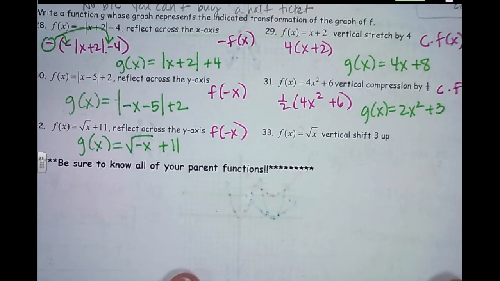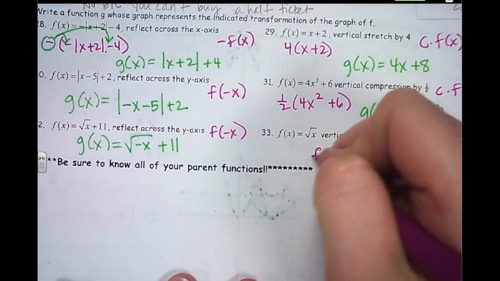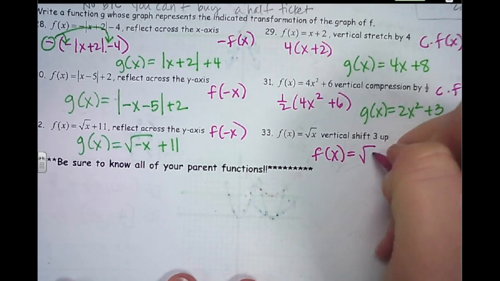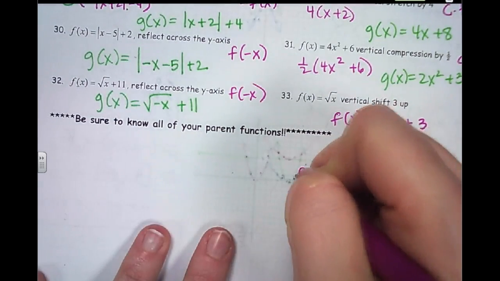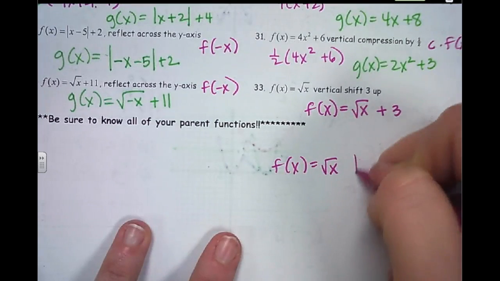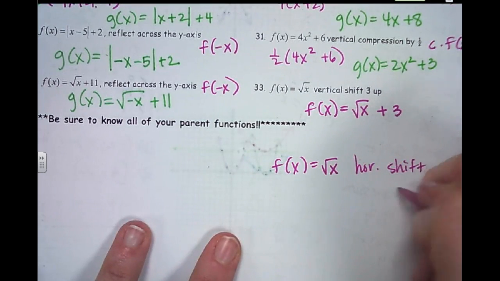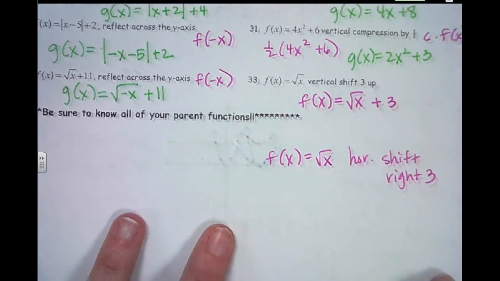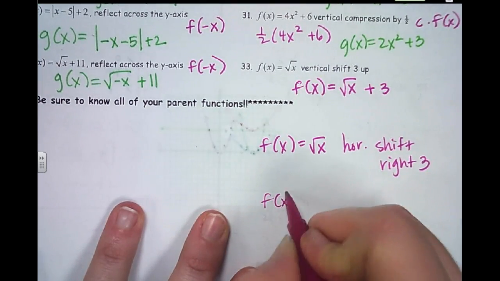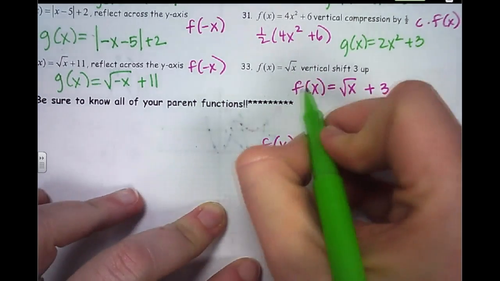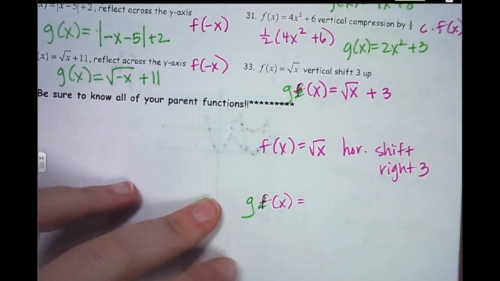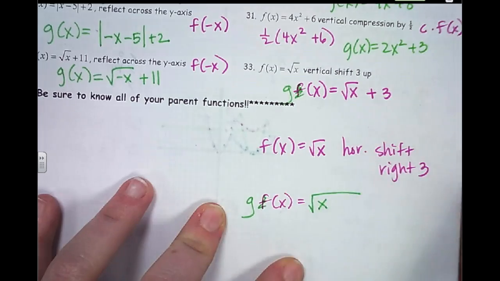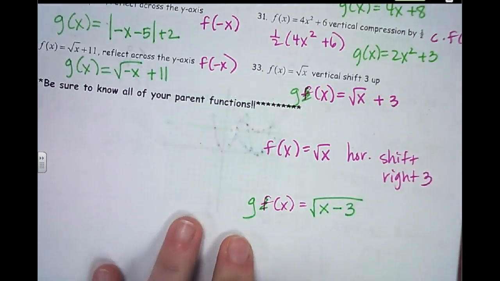And the last one, 33, vertical shift 3 up. So when I'm moving up and down, it goes outside the function and it stays the same sign. Okay, if it was, let's say, square root x, if it was a horizontal shift right 3, okay, that would be g of x equals square root, and since I'm going to the right 3, I'm going to use the opposite sign, so it'll be under the square root. Okay, so make sure you don't get those confused.